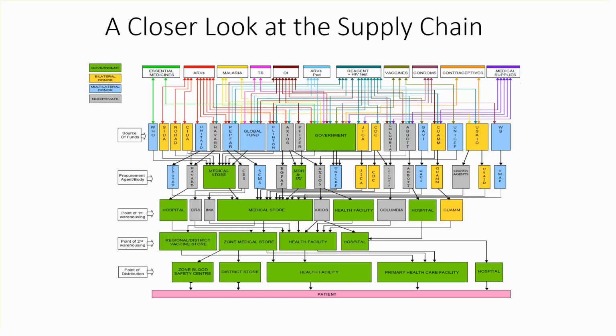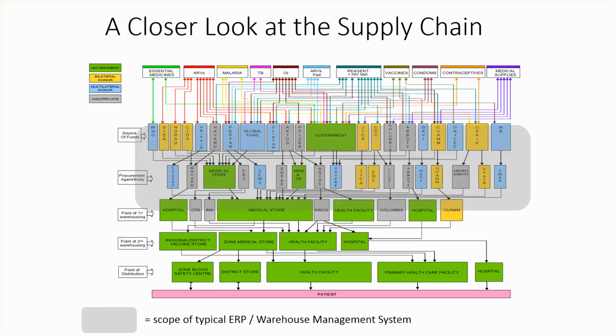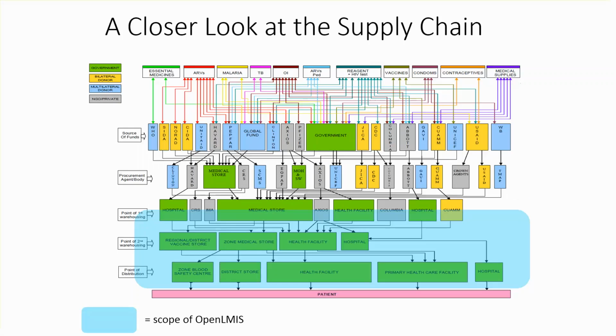This is a more detailed and more realistic look at a global health supply chain. You'll notice across the top we have programs, which refer to the kinds of care that are provided to clients. These are supported by a number of different funding agencies who in turn work with various procurement bodies to procure commodities and to get them into the country to the first point of warehousing. From there they may be distributed out to second tier warehousing points and eventually distributed out to the service delivery points. A typical ERP system covers this portion of the supply chain from point of procurement to first point of warehousing. OpenLMIS supports this portion of the supply chain from first point of warehousing out to service delivery points.